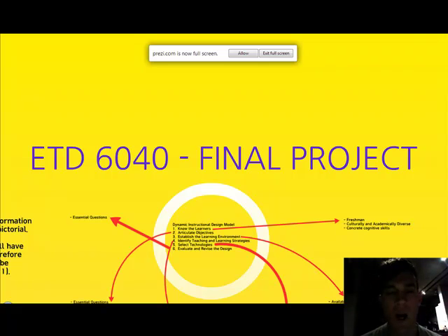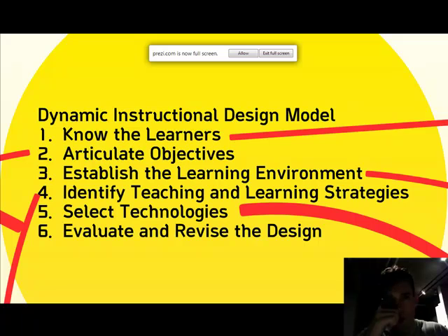This unit was redesigned with that in mind, the idea that our students are constantly surrounded by images and the need for visual literacy is as important as ever. So here is the dynamic instructional design model from Lever Duffy and McDonald. And the first step is to know the learners.